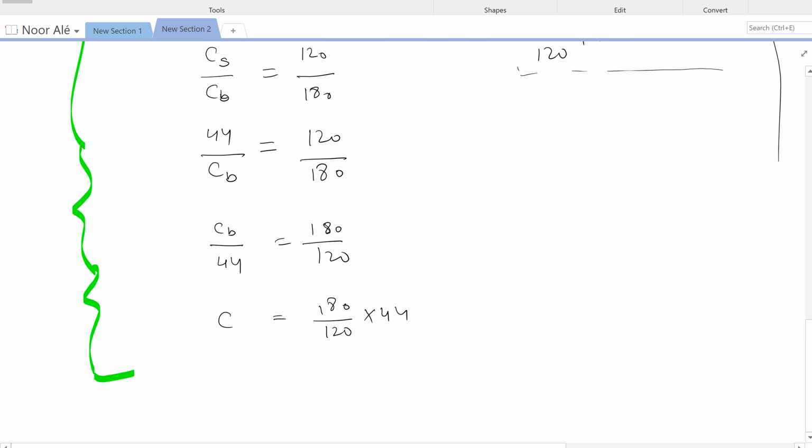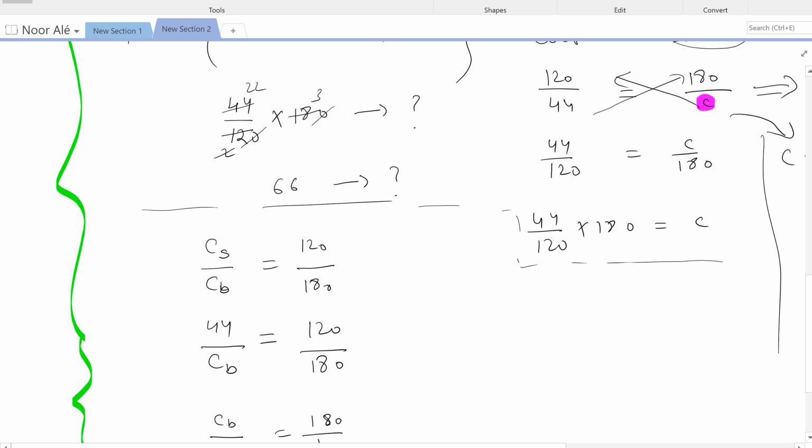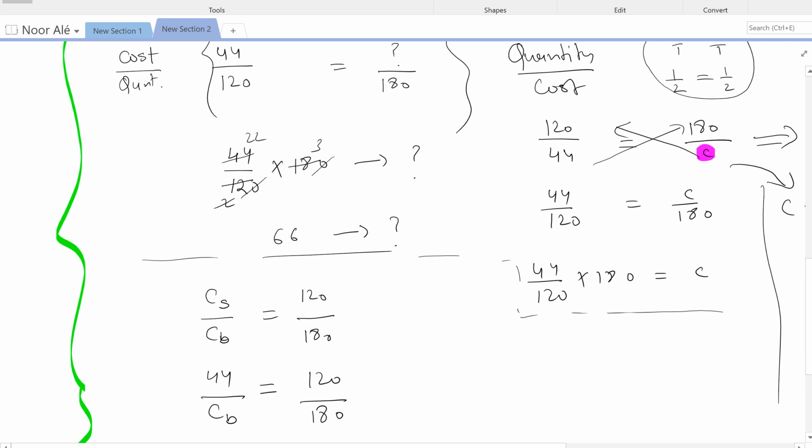So probably people will be sticking to one thing, and sometimes when you open your mind, you understand all those things. They're the same basically. The reasoning is the same, right? Here I'm writing quantity on the top, cost on the bottom. Here cost is on the top, quantity on the bottom, and there you're doing cost over cost and quantity over quantity. All these things are logical and they're going to give you the same answer.